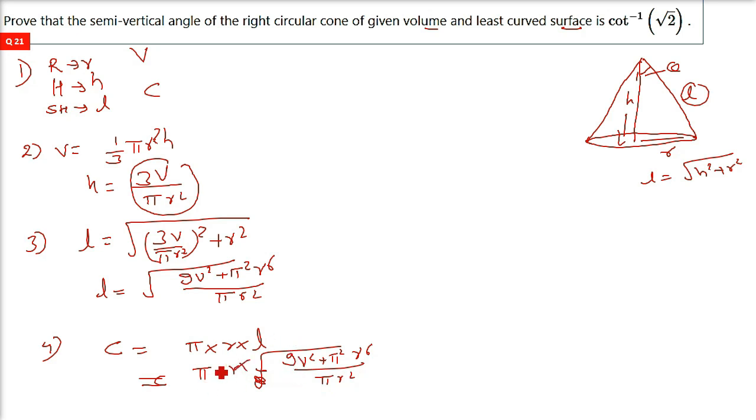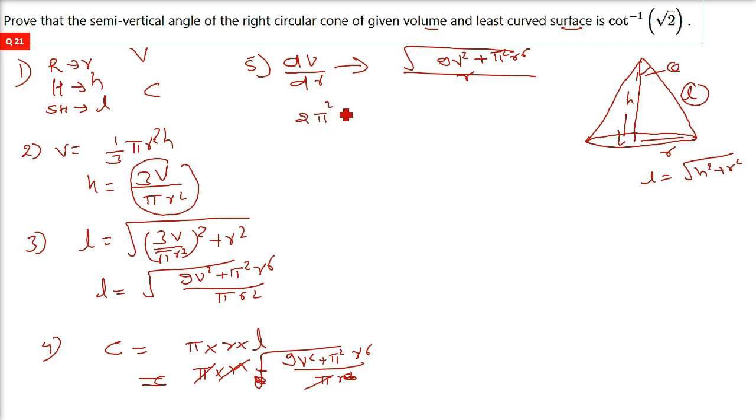Once you have this C, there will be certain calculation and computation, and once you are done with this, the next thing will be dV by dr we are doing. Now you will ask why we are doing this. See, this differentiation is because we need the least curved surface. So dV by dr will not be the concept. We actually need to differentiate dC by dr. So just change this. This is not dV by dr. This is dC by dr. There is a slight change here. I have written dV by dr, but assume it to be dC by dr.